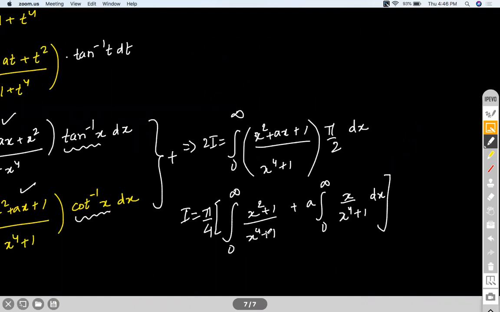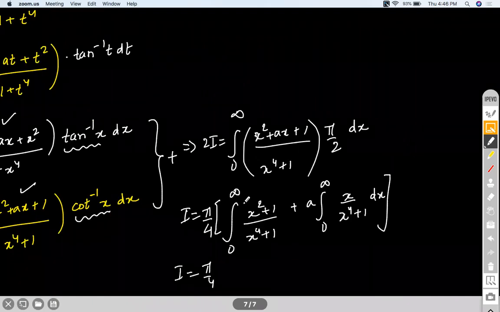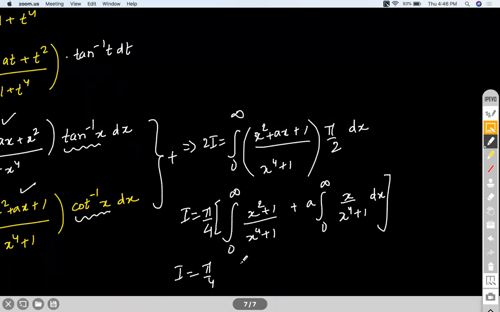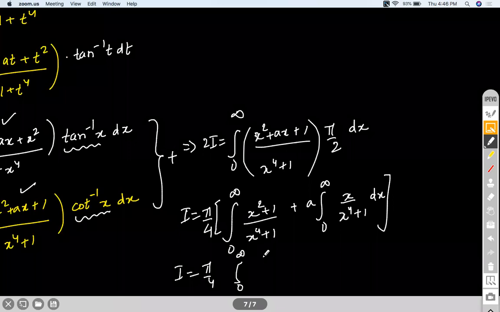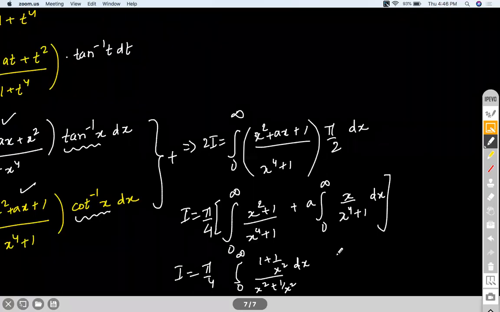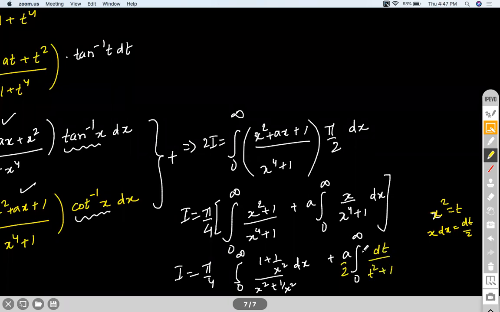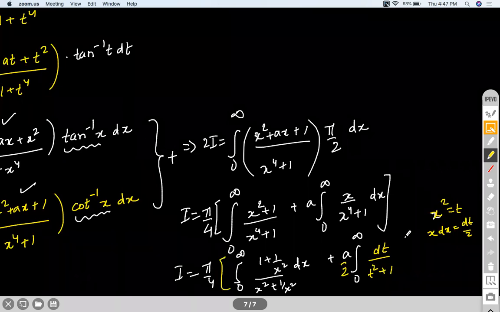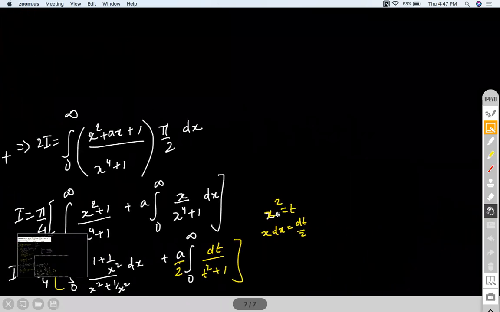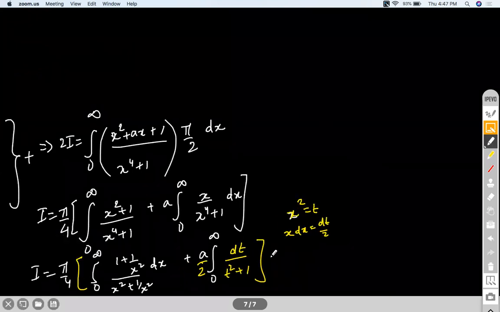How do we integrate this part? You divide by x square throughout. You just have to follow your indefinite integrals. So 1 by 1 plus x square. In the second integral, if you take x square as t, then x dx will become dt by 2. Now remember, there will be no change in the limits of integration. It will still remain the same for both of them.